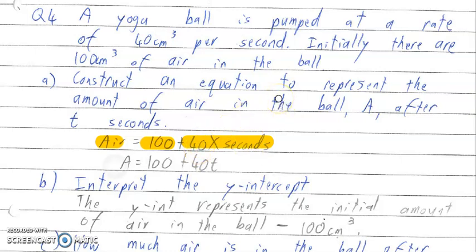So as an equation, A equals 100, the initial amount of air in the ball, plus 40 multiplied by number of seconds. Question B says interpret the y-intercept. So what does that mean? Well, it's basically saying, what does the y-intercept mean? So the y-intercept in this equation is 100, this figure here. So the y-intercept represents the initial amount of air in the ball, because the ball wasn't flat. It wasn't at 0, was it? The ball had 100 cubic centimeters of air in it. So that is what the y-intercept represents in this question.